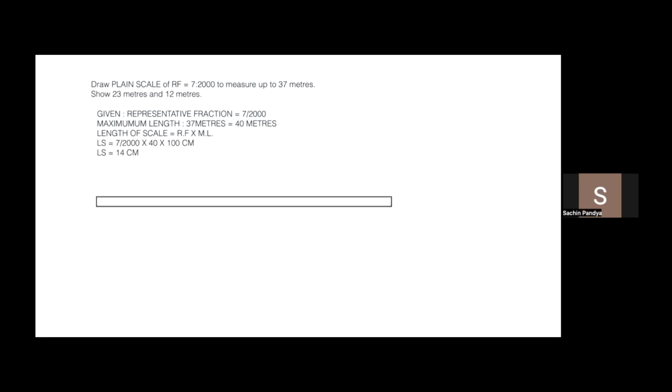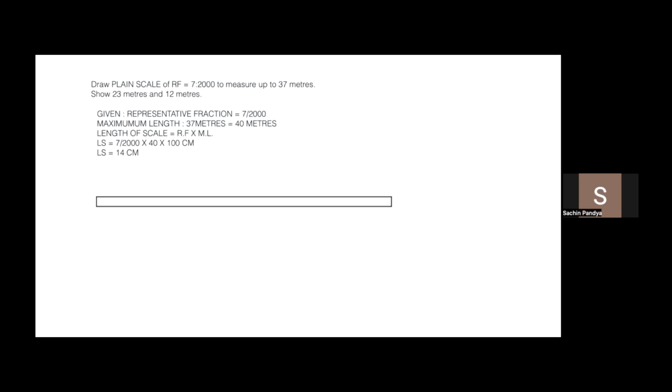So now when you start scale, first you have to write given data. In this given data we have RF 7/2000, maximum length is 37 meters, so we'll round off to 40 meters, and we'll use the formula length of scale is equal to RF into ML. So RF is 7/2000 into 40 into 100 centimeter, so that will give us a length of scale as 14 centimeter. So this is a basic calculation. Always remember, you need to round off the maximum length in this case.